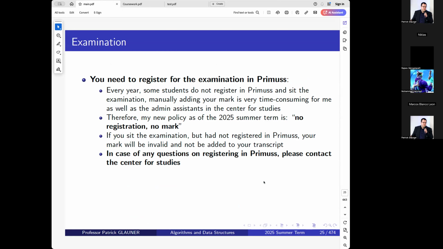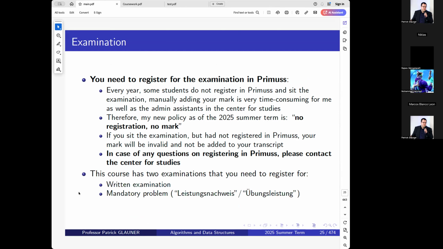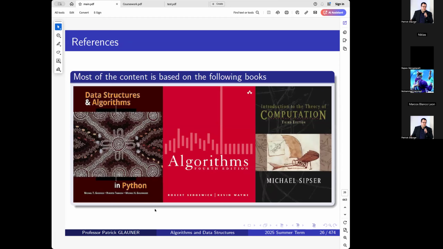And every year I recruit one of the top students from the current year as the teaching assistant in the following year. And Meltem was one of the top students last year and did great. And she's happy to teach the tutorial this year as our teaching assistant. So, and here I'm highlighting this. There are 2 examinations you need to register for. I mean, the registration is not open yet. It will still happen for the written examination as well as the mandatory problem.